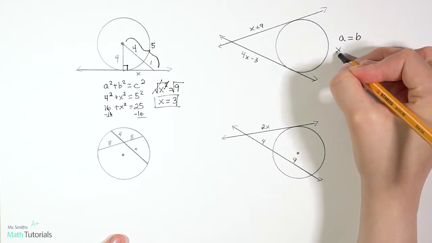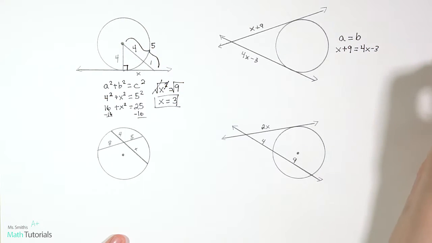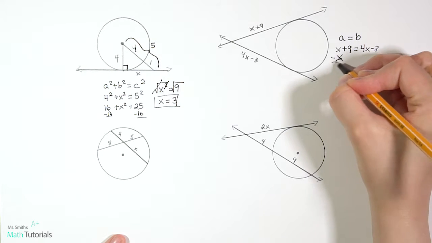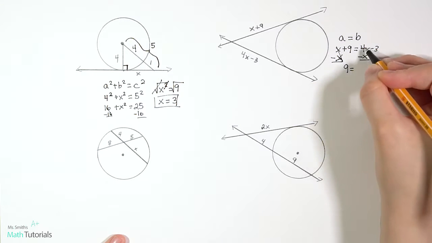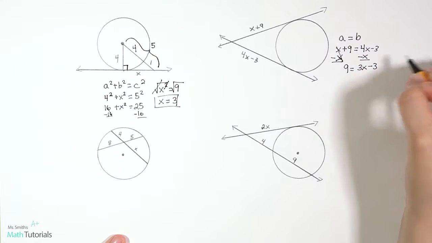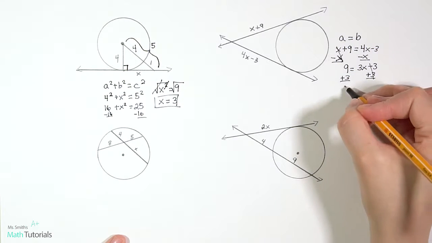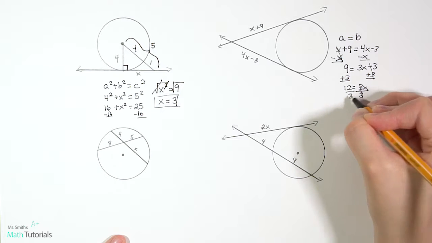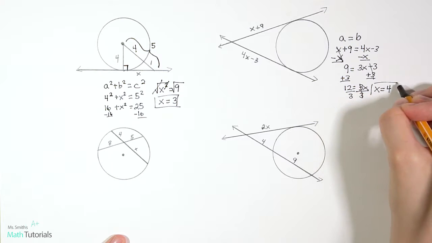So that means we can set x plus 9 equal to 4x minus 3. And we would then just want to solve for x. So we'd want to subtract x here and bring it over here. So we've got 9 equals 4 minus 1 would give me 3x minus 3. We'd want to add 3 to both sides. 9 plus 3 is 12 equals 3x, and then we'd want to divide by 3. So we get x equals 12 divided by 3, which is 4.